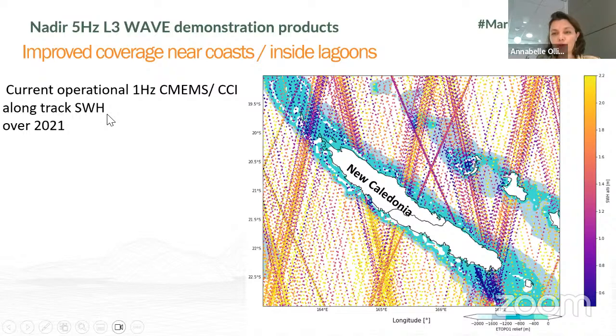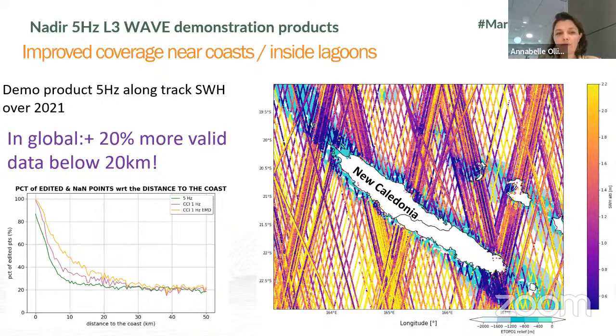And the future of this product will be the same thing with improved resolution along track. So you can see all those dots here. They are separated by 7 kilometers each of them, and now we have been able to compute finer resolution with only 1 kilometer along track. So it enables us to get much closer to the coast and to get inside lagoons, inside complex shores, with 20% more valid data.